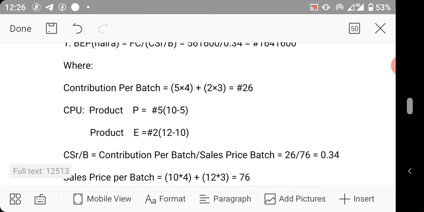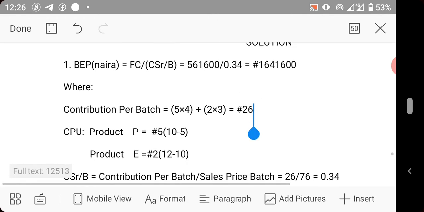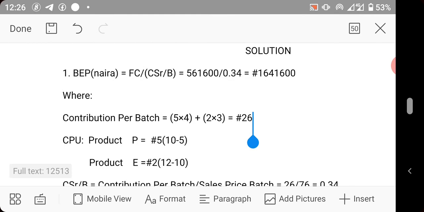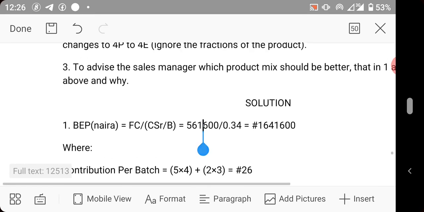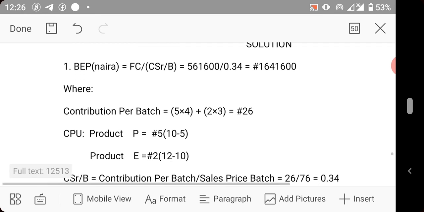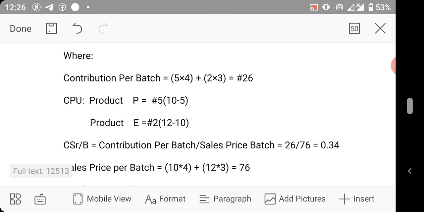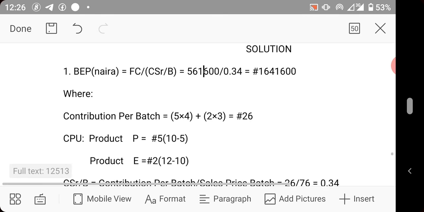So having gotten our contribution per batch to be 26, you can now compute your break-even point in naira, which is the fixed cost, 561,000, divided by the contribution sales ratio per batch. Sorry, we want to get it in naira, so you divide by the contribution sales ratio per batch.